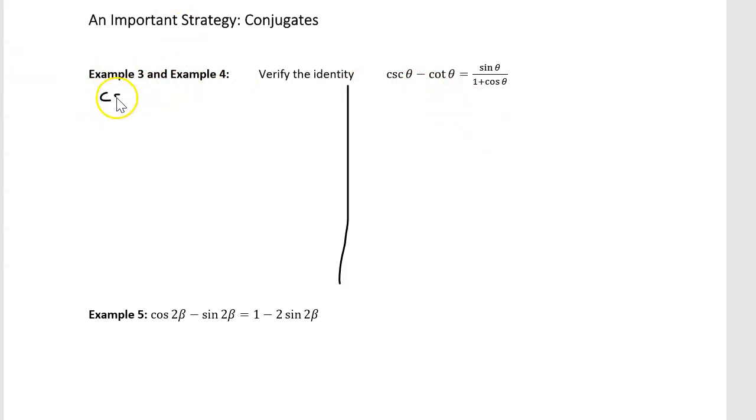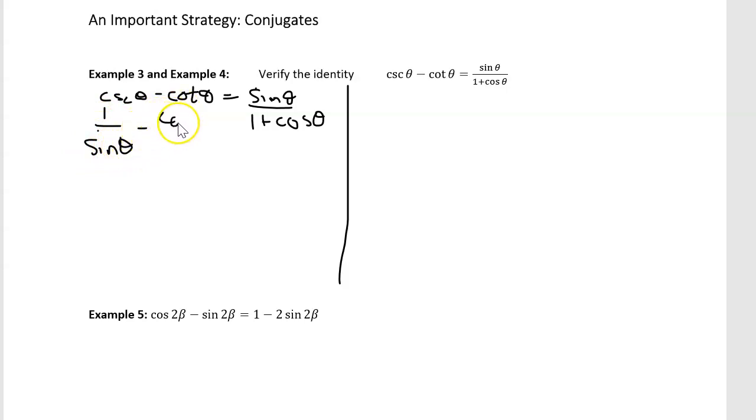So let's rewrite cosecant theta minus cotangent theta equals sine theta over 1 plus cosine theta. Here we go. I have cosecant theta, which is equal to 1 over sine theta. This is a reciprocal identity. And then I have cotangent is cosine theta over sine theta, which is usually referred to as a quotient identity.